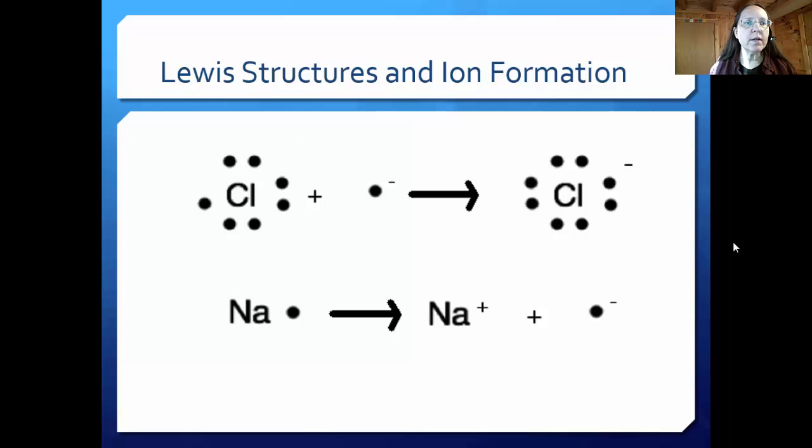The Lewis electron dot structures we learned are useful in predicting ions and ionic compounds because it is easy to see how many electrons must move, be gained or lost, for any particular main group element to form a stable electron configuration.